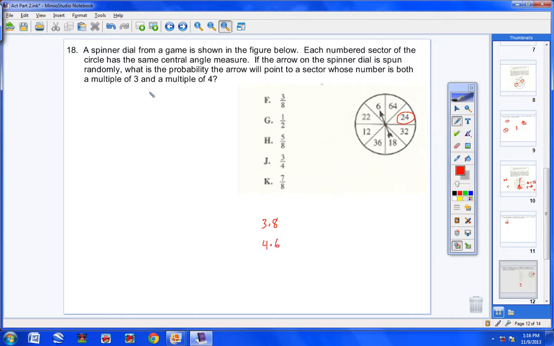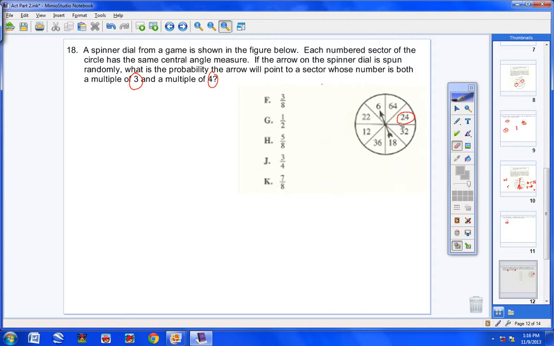Are you ready? We can say 3 and 4 are what? Factors of 24. Or we can say it backwards. We can say 24 is a multiple of 3 and 4. Let me go over that again. 3 and 4 are factors of 24, or we can say 24 is a multiple of 3 and 4. Either way, the bottom line is this.